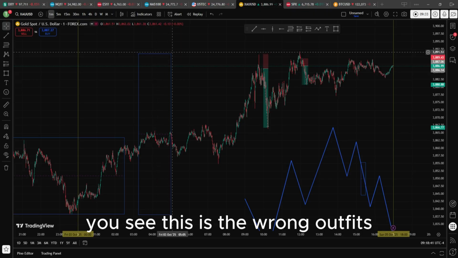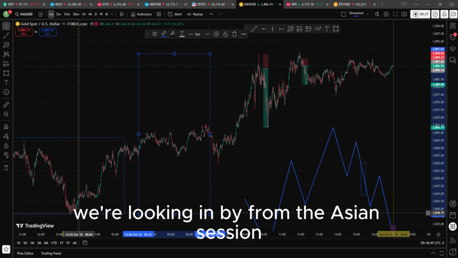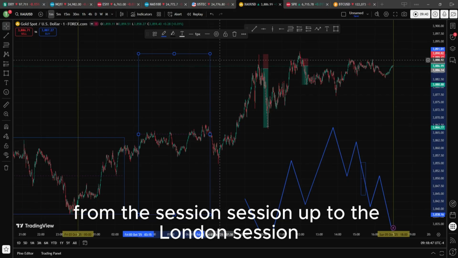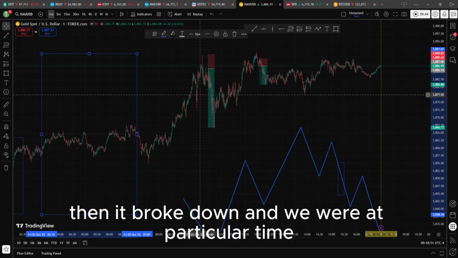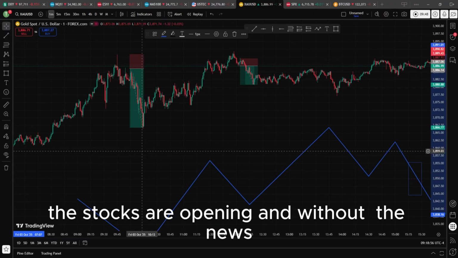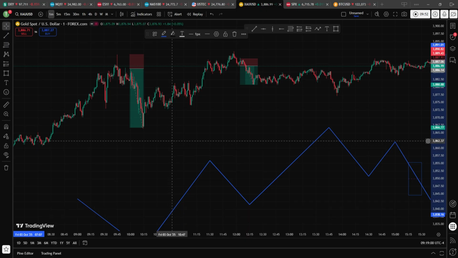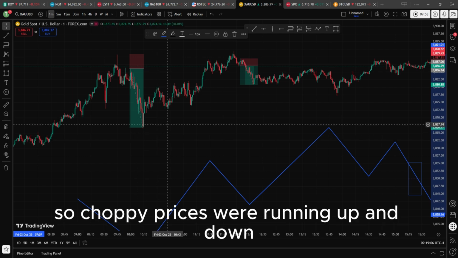You see, this is the range we're looking at from the Asian session up to the London session. When it made this high, then it broke down. We were at a particular time when the stocks are opening, with anticipated news, and we saw traders were wary in the market. So choppy pairs were running up and down.